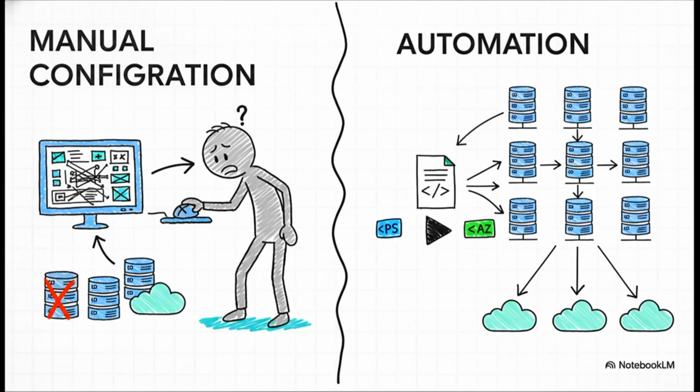I mean, trying to build this by manually clicking through the portal is just asking for trouble. It's slow and you're going to make mistakes. Instead, you use tools like PowerShell or the Azure CLI to script the entire deployment. That makes it repeatable, consistent, and super fast. In the cloud, automation isn't just some nice-to-have luxury. It is an absolute necessity if you want to manage things right.